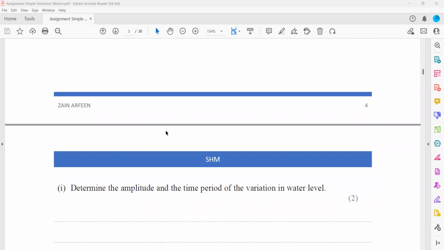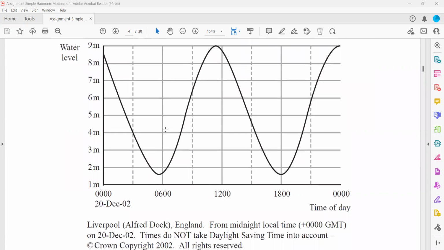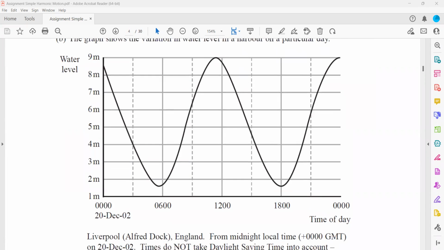Determine the amplitude and the time period of the variation. So how do we determine the amplitude? First we have to identify the mean position. How many boxes are there? 1, 2, 3, 4, 5, 6, and 7 boxes. So the mean position will be around 3.5. This is one box, two, three, and about 3.5. So this will be about the mean position.